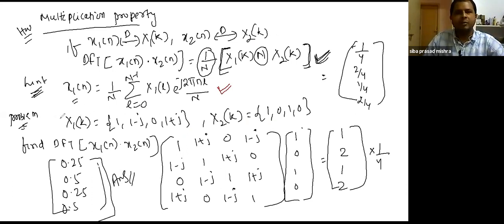Then we did one simple problem based on this property. I gave X1[k] and X2[k]. We did the circular convolution between these two and divided by capital N to get our answer.